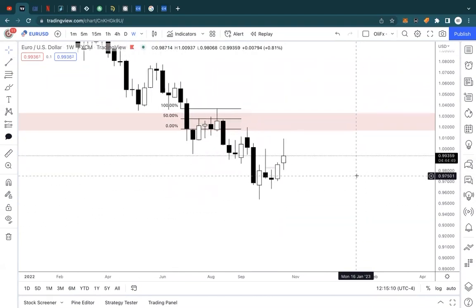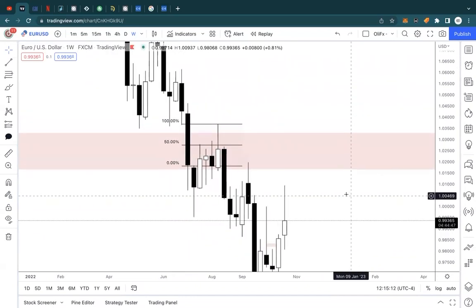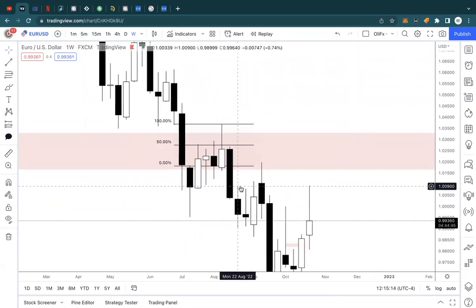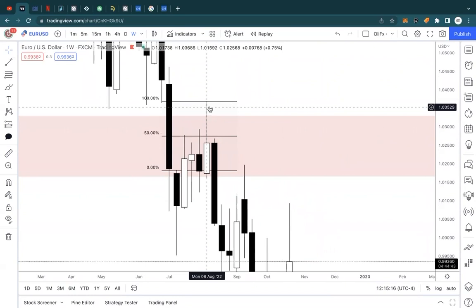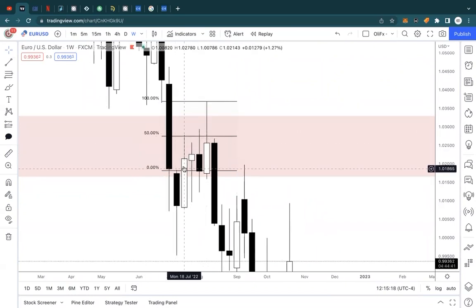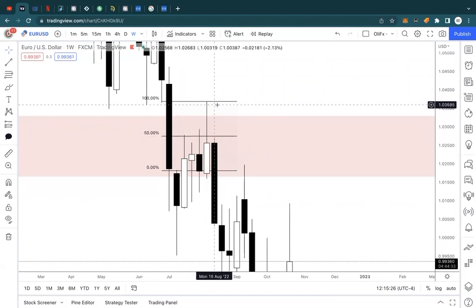I'll show you a few more examples after this, guys, but it's crazy. What we look for on the fib, we use the 150%. Sometimes it can tap into it and we can look for movement. But if you want a safer entry, we look for the 50% and the 100% to tag.